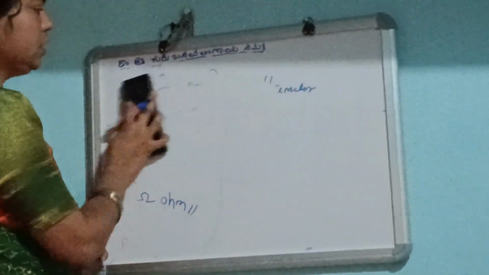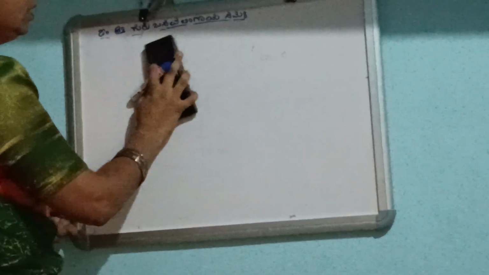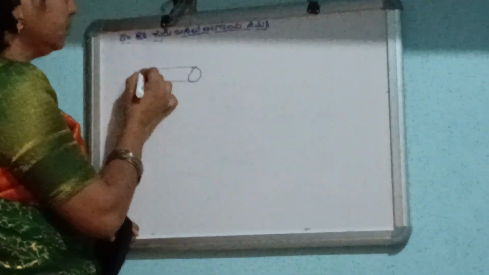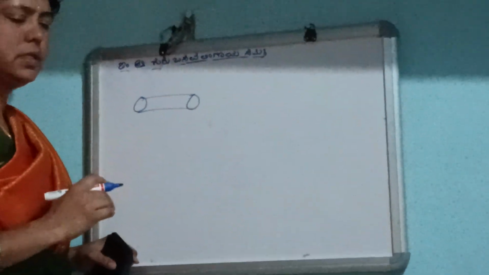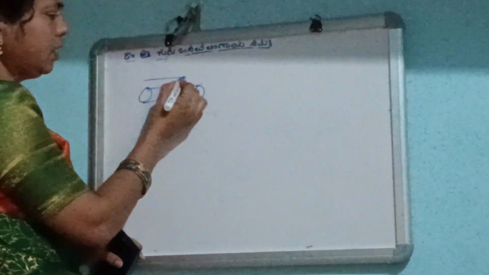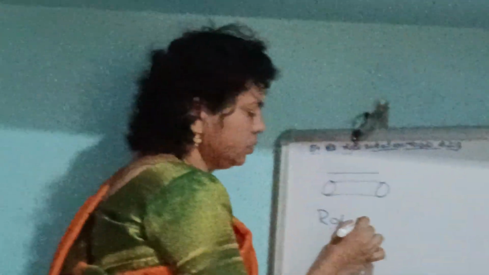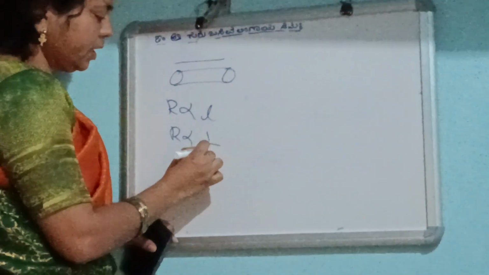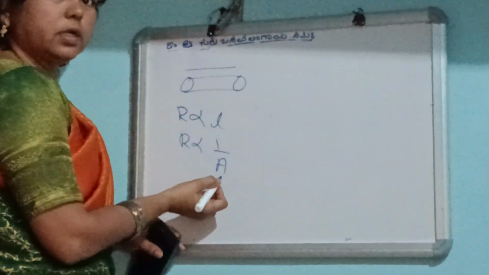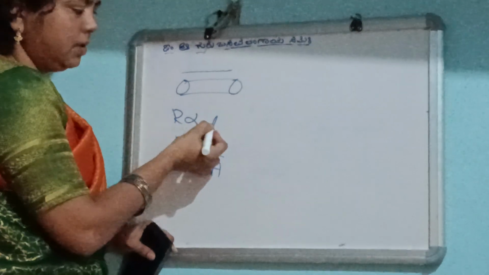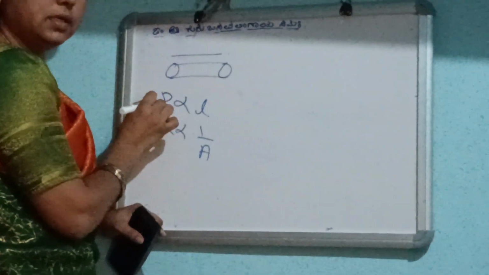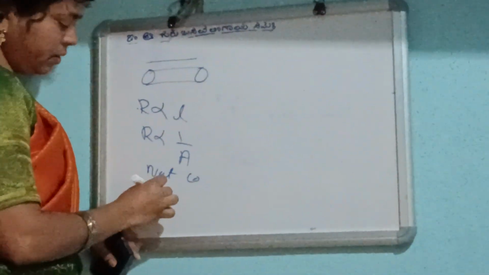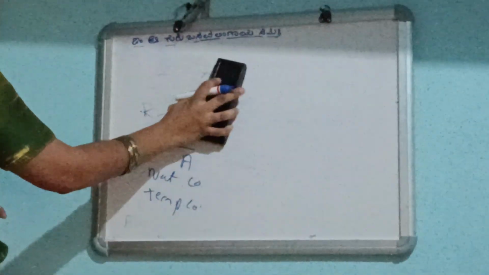Okay, next, which factors does the resistance of a conductor depend on? Consider this conductor. Resistance is directly proportional to the length of the conductor. And it is inversely proportional to the cross-sectional area of the conductor: as the area increases, resistance decreases. As the length of the conductor increases, resistance increases. It also depends on the nature of the conductor and the temperature of the conductor. Okay, next.